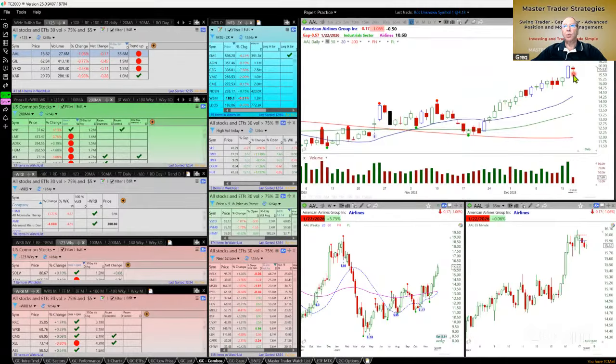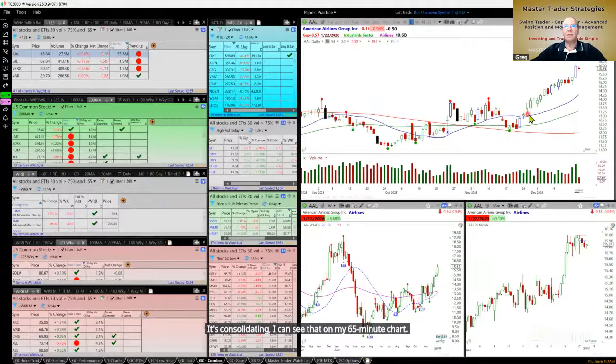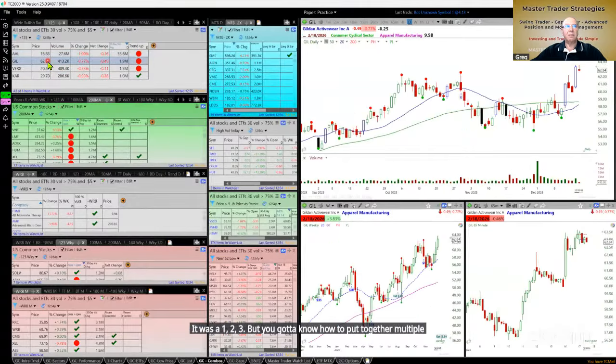1, 2, 3. It's got room to go up. It's consolidating. I can see that on my 65-minute chart. There's a 1-2-3, but you've got to know how to put together multiple time frames. There's a 1-2-3. Theoretically, 3 is coming. Moving up. There's your bottoming pattern.